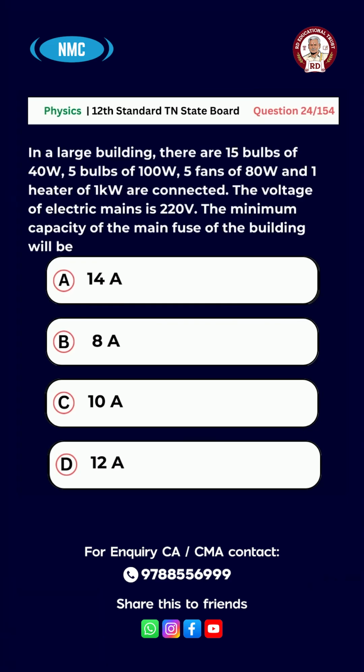The voltage of electric mains is 220 volts. The minimum capacity of the main fuse of the building will be option A 14A, B 8A, C 10A, D 12A. The right answer is option D 12A.